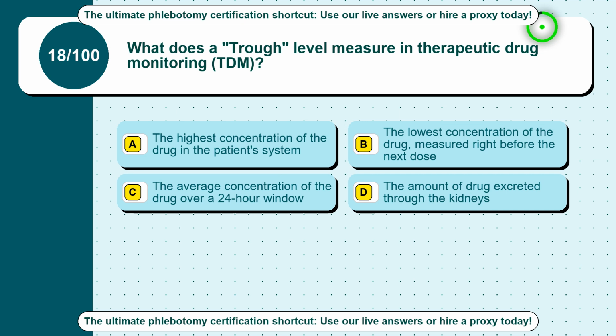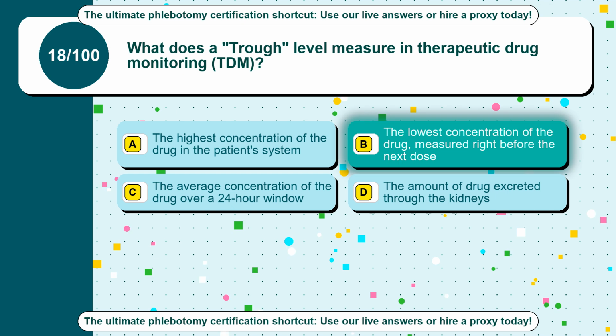Question 18. What does a trough level measure in therapeutic drug monitoring, TDM? Option A, the highest concentration of the drug in the patient's system. Option B, the lowest concentration of the drug, measured right before the next dose. Option C, the average concentration of the drug over a 24-hour window. Option D, the amount of drug excreted through the kidneys.